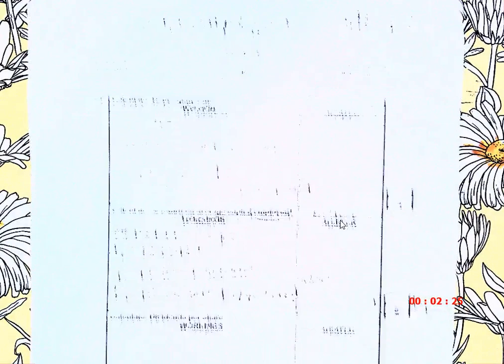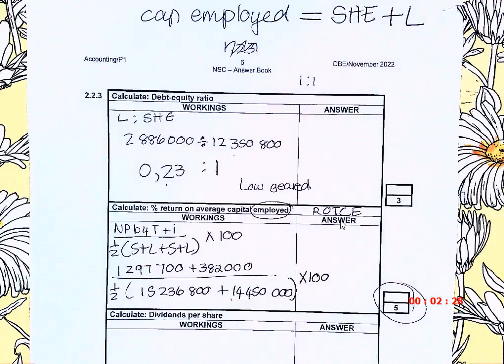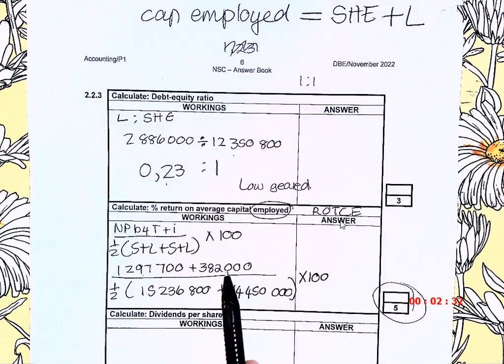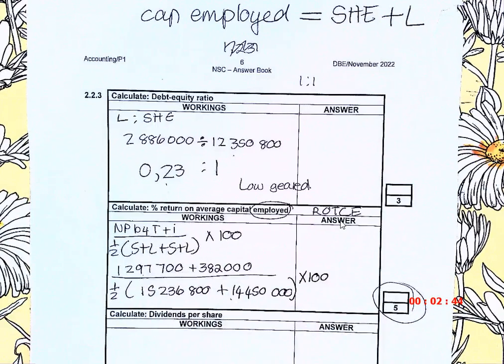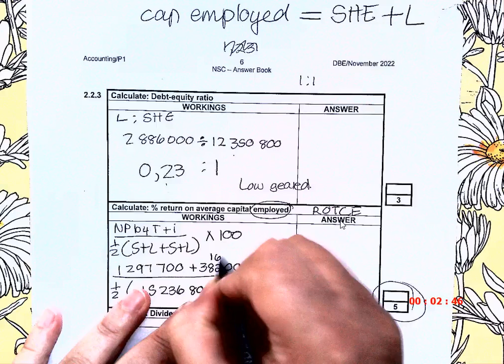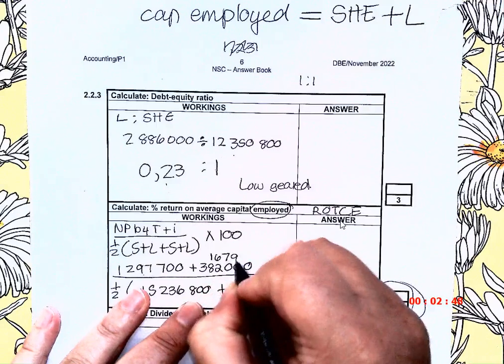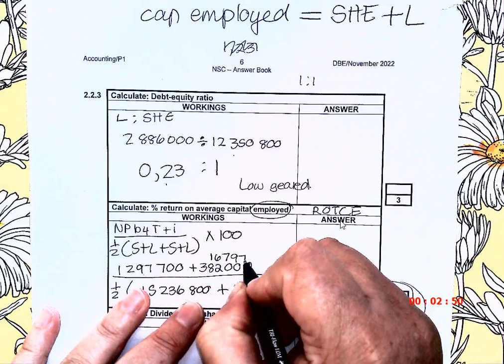So what are you going to do? You are just quickly, somewhere here, going to write what's the top there. What is this top? No, don't look at me. Take out your calculators. Do the sum. 16797.